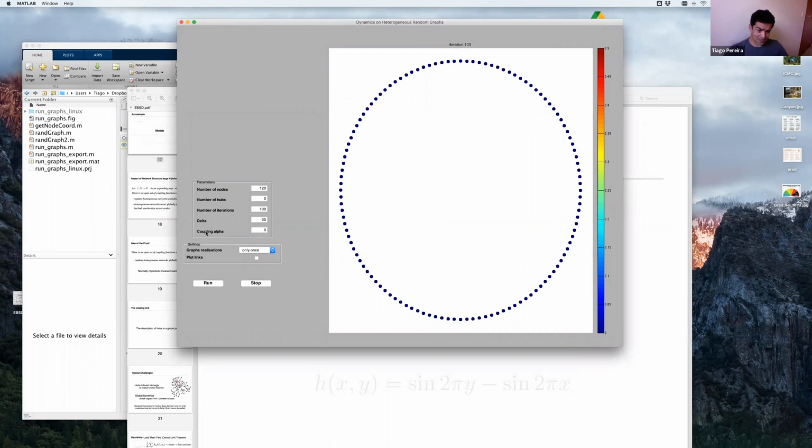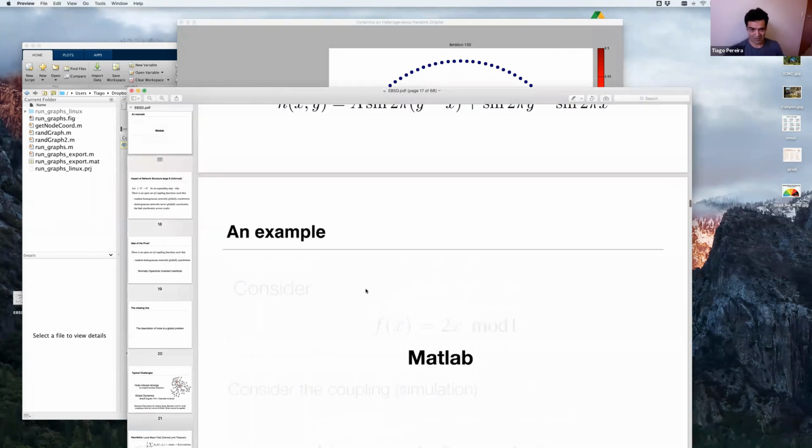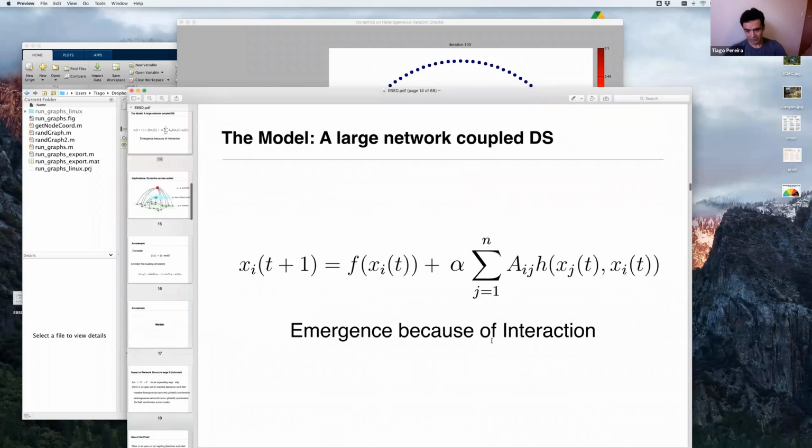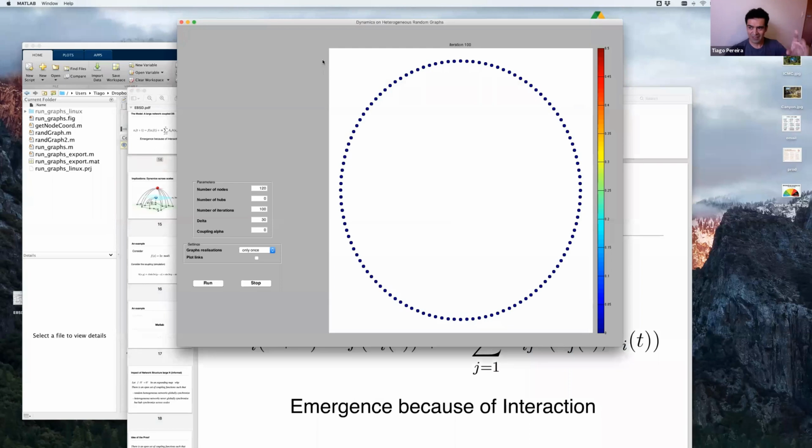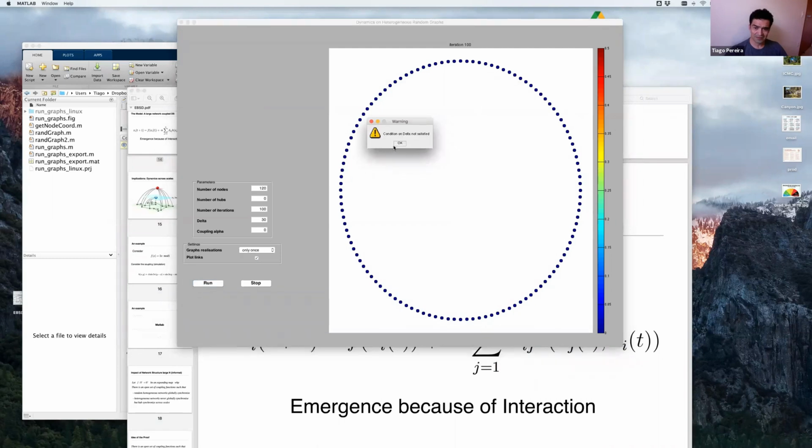So first of all, this is the coupling alpha, the alpha you saw in the equation. So this alpha is this alpha here. Set to 0, I have a bunch of dynamical systems. They are all uncoupled and they are super chaotic.